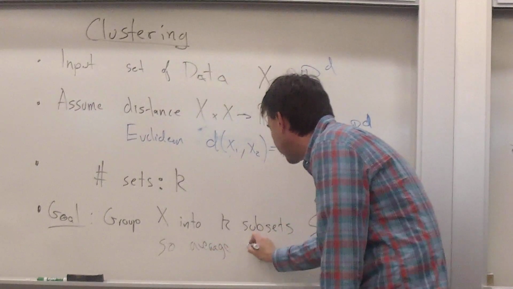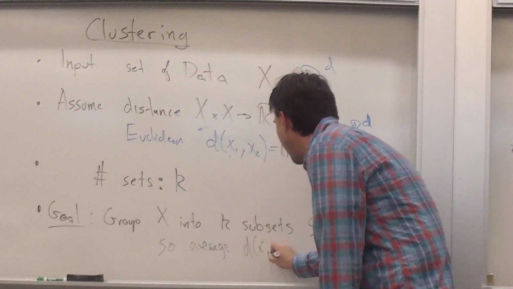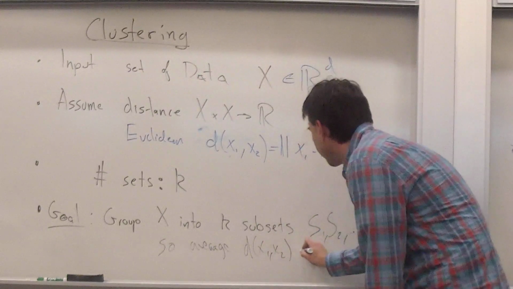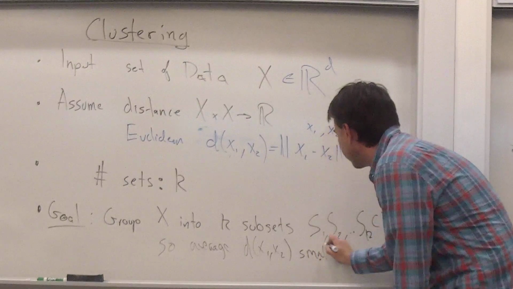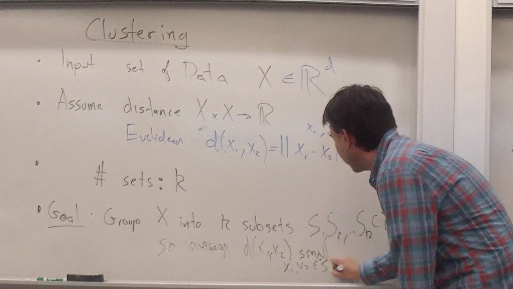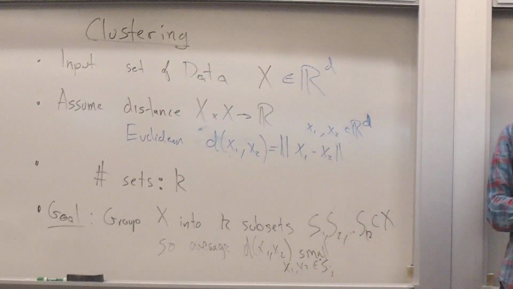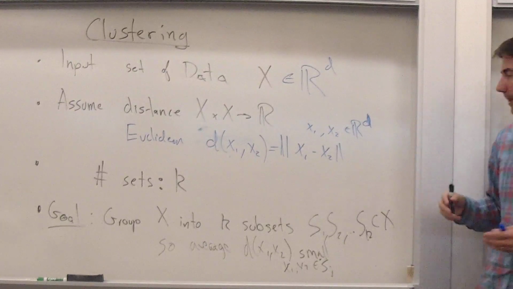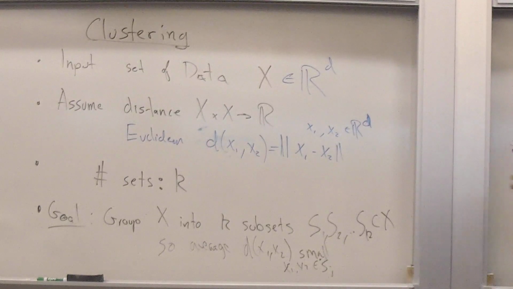So the average distance between x1 and x2 is small if x1 and x2 are both in the same set. So if 2 points are in the same set, then I want the distance between them to be small. Okay? So I kind of want to find these subsets of data so that the distance between points in the same subset are going to be small with each other. Okay?